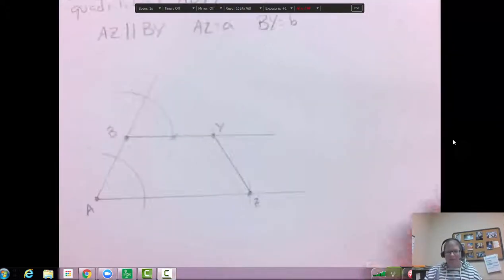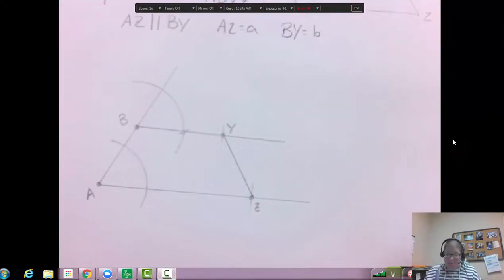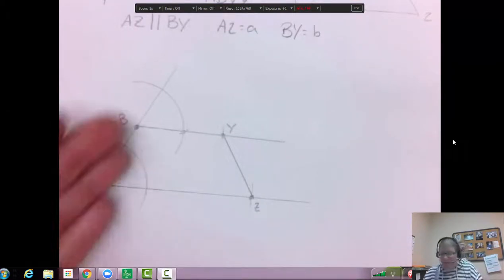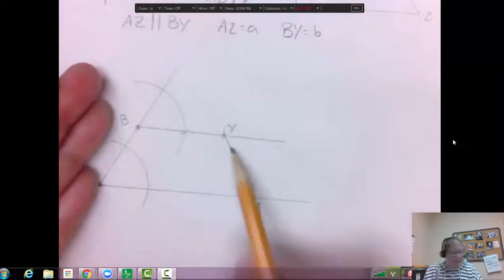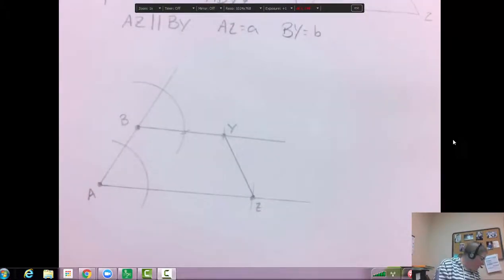Ta-da! So that is a special quadrilateral with specific sides and a parallel line. So basically you're using your parallel rules and you're measuring side lengths. And you know, you're kind of using your angle.